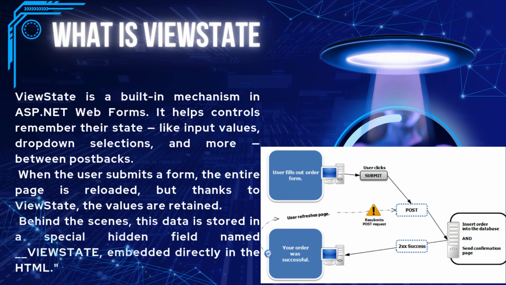What is ViewState? ViewState is a built-in mechanism in ASP.NET Web Forms. It helps controls remember their state, like input values, drop-down selections, and more, between postbacks. When the user submits a form, the entire page is reloaded, but thanks to ViewState, the values are retained. Behind the scenes, this data is stored in a special hidden field named __VIEWSTATE, embedded directly in the HTML.